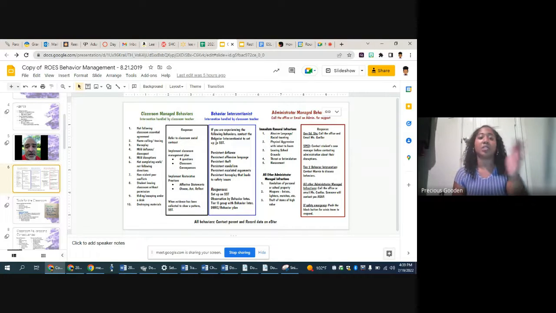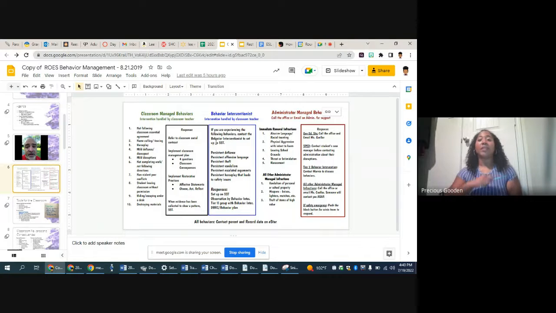Now we talked about nonviolent conflicts, but this is more so violent conflict where students may be throwing blows at each other, throwing chairs, where others are possibly in harm's way, or self-inflicting behaviors, things of that nature. We will have to set up a SST. Behavior interventionists will do observation, and the tier 2 group will intervene as well and develop a behavior plan.